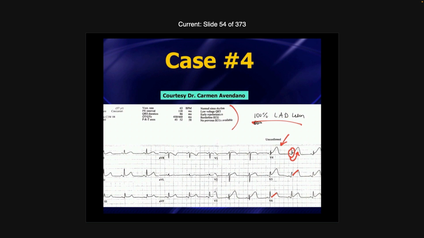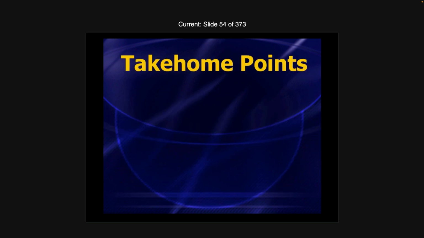She sent the patient right up to the cath lab. And there is yet another life saved by knowing about the hyperacute T waves and not paying attention to your computer. All right, so let's bring things home.